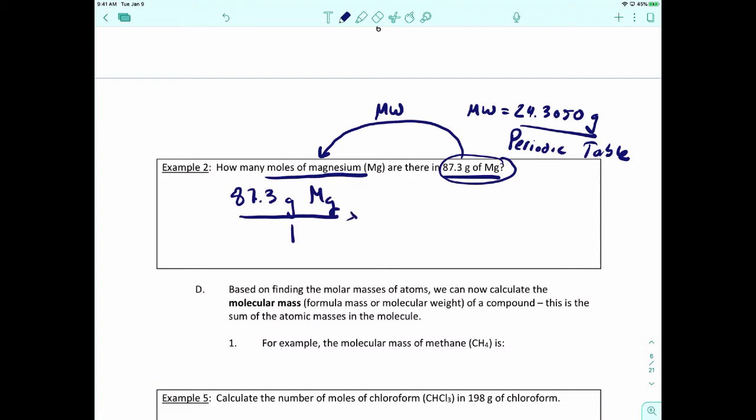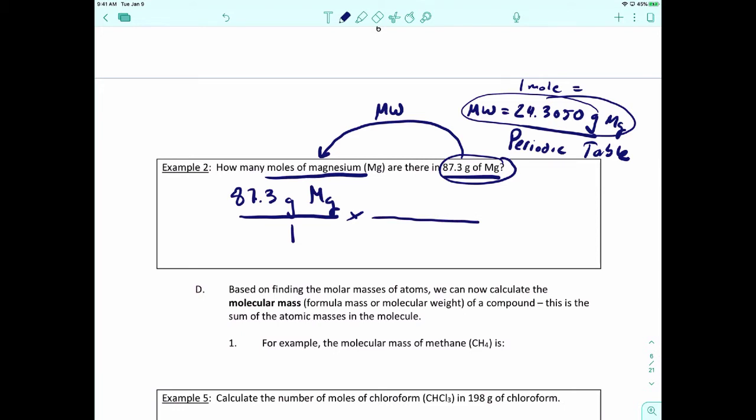All right. Now, here's the thing. In order for this problem to work, I need to put grams of magnesium on the bottom. We've got the molar mass right here. For every 1 mole of magnesium, that's going to be equal to 24.3050 grams of magnesium. So for this to work, I need to put that mass on the bottom.